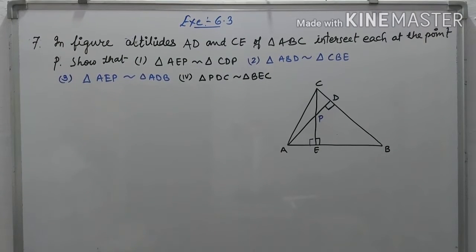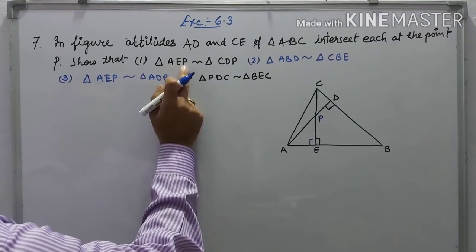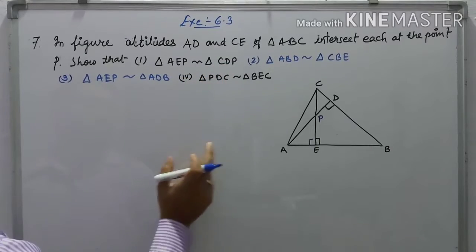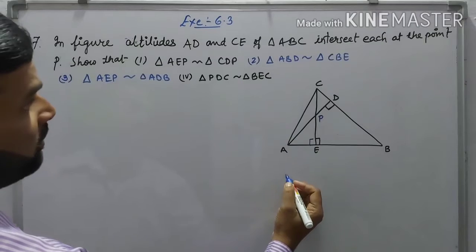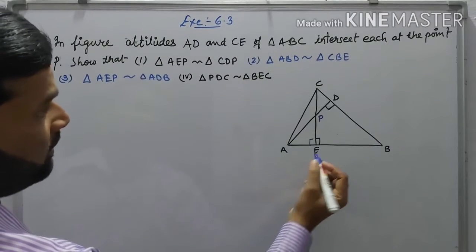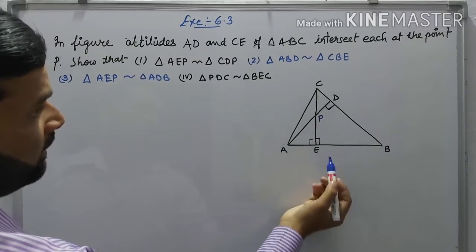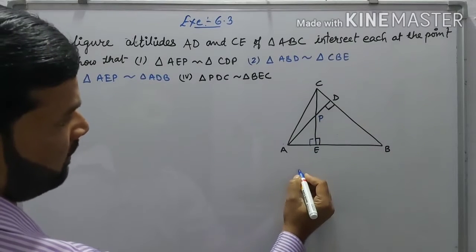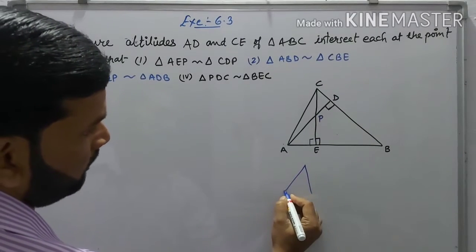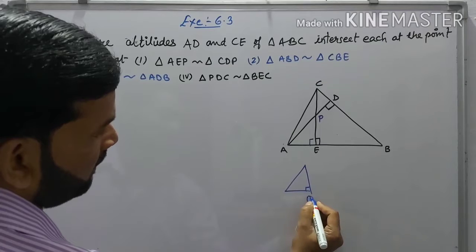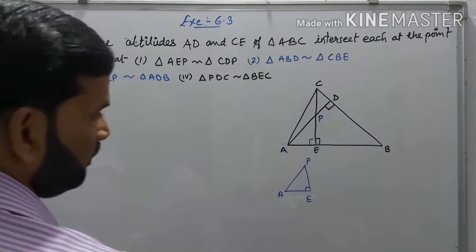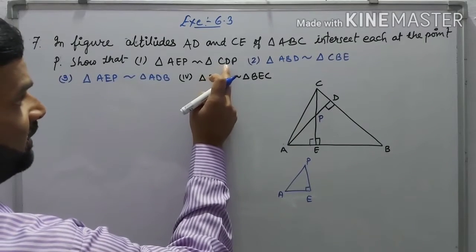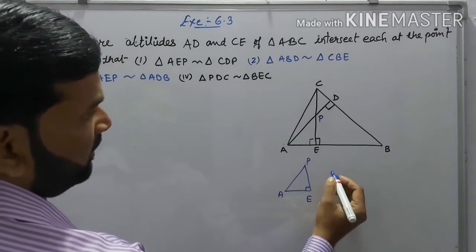First it is given that AEP is similar to CPD. So first we will draw separate triangles for APE and CDP. Where is the APE? This type of triangle, with E, P and A. And second, CDP.